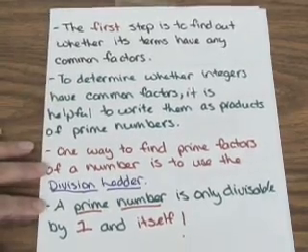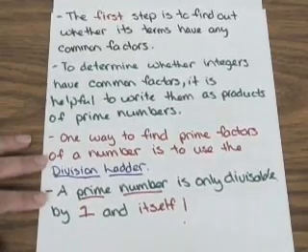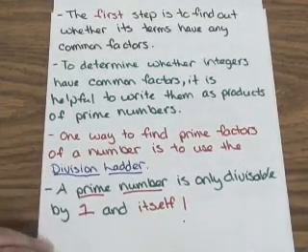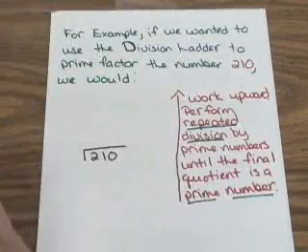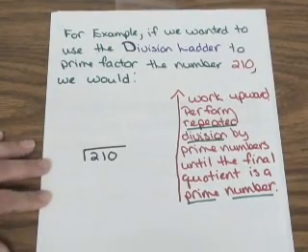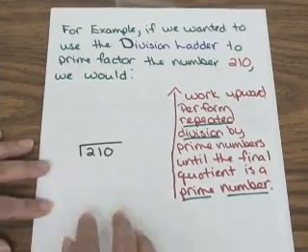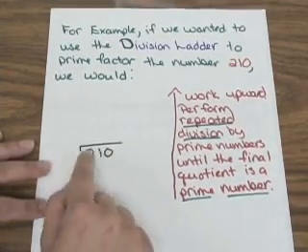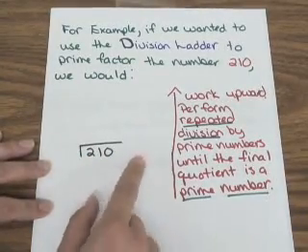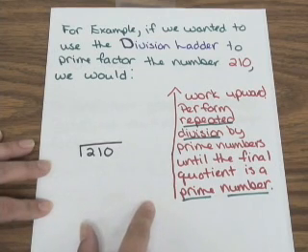One way to find prime factors of a number is to use the division ladder. A prime number is only divisible by 1 and itself. For example, if we wanted to use the division ladder to prime factor the number 210, this is what we would do. We're going to put the number that we're trying to find the prime factor under a division symbol, and we're going to work upwards, performing repeated division by prime numbers until the final quotient is a prime number.